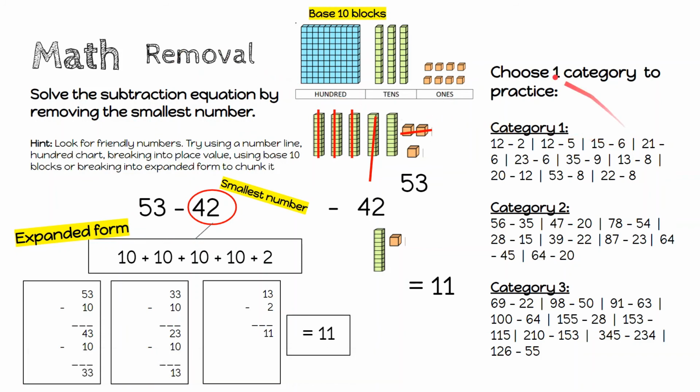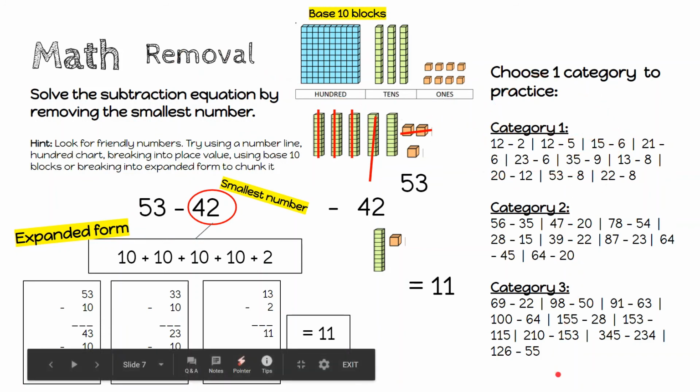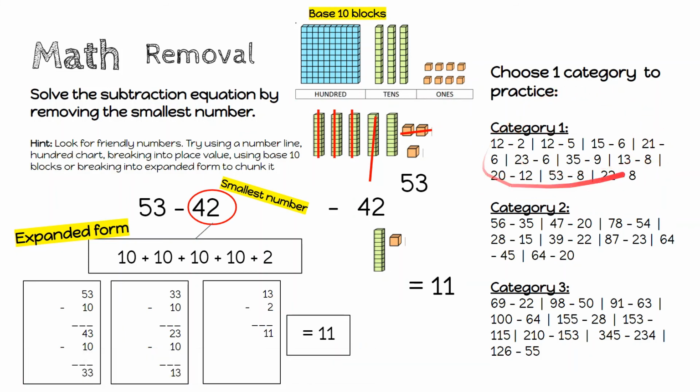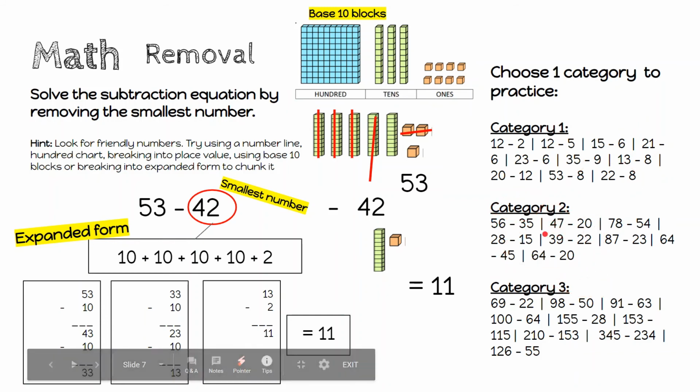Now you can practice by choosing one category that you would like to work with. You can start in category 1, practicing 12 minus 2, 12 minus 5, 15 minus 6, 21 minus 6. You choose. You can use one equation, or you can use 2 or 3, however many you would like for you to practice and understand the strategy. And if you would like to challenge yourself, you can move to category 2. And if you would like to challenge yourself even further, you can move to category 3.